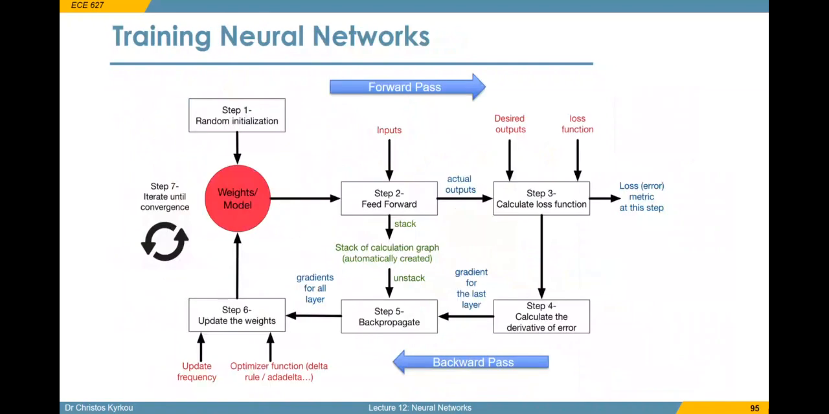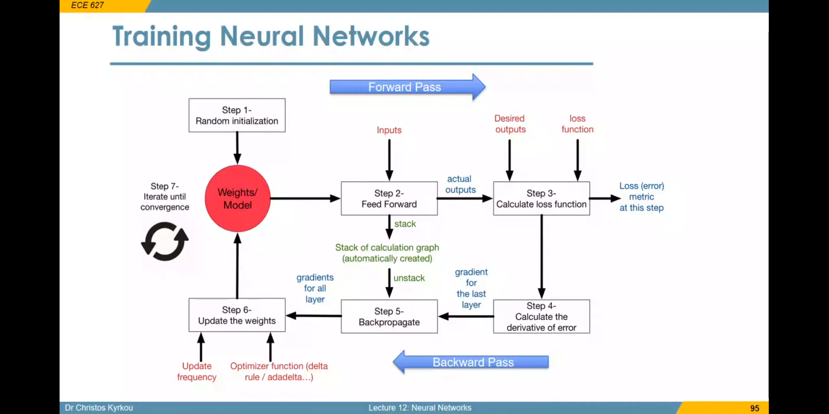So overall, the general pipeline of training neural networks involves first to initialize the weights under some strategy, then to feed forward the different samples through the network to get the actual outputs, to calculate the loss function, our error and loss metric. Then we calculate the derivatives, the gradients for each layer, and we backpropagate to update the weights using a particular optimizer or rule or scheduler for the learning rate, and then we repeat this process over and over until we meet our accuracy on the validation set, or the weights do not update anymore.